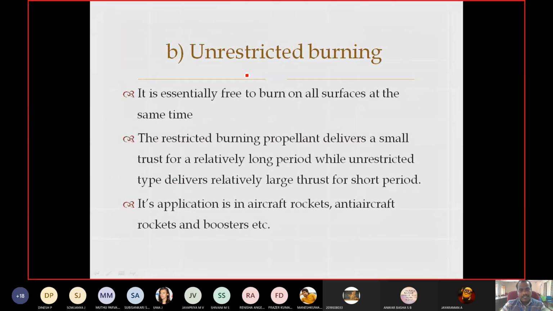As for applications, unrestricted burning is used in aircraft rockets, anti-aircraft rockets and boosters. You can imagine, an anti-aircraft rocket should be propelled in a fraction of a second. Because of that, we use unrestricted burning solid propellant.